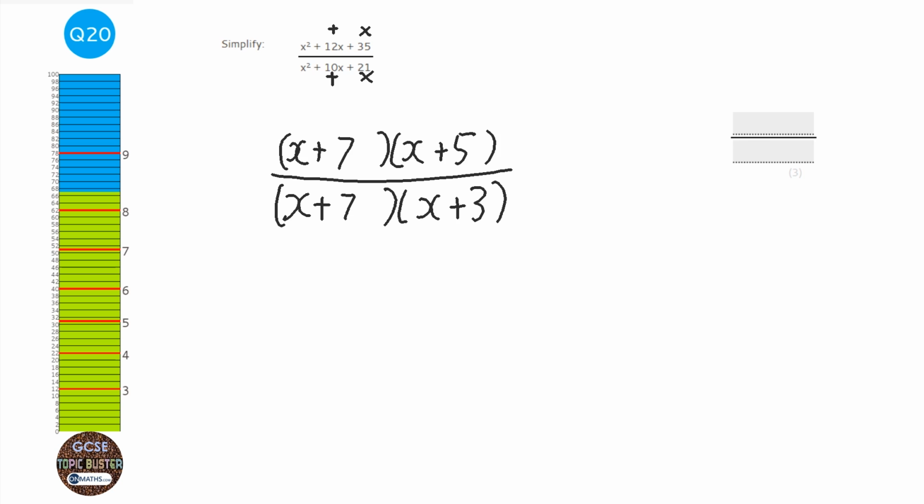And all you need to do is divide top and bottom by x plus 7. What that does is just gets rid of that and gets rid of that. The fraction stayed the same, but now it's x plus 5 over x plus 3.